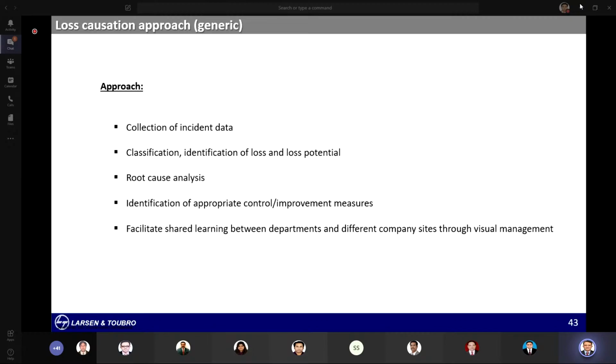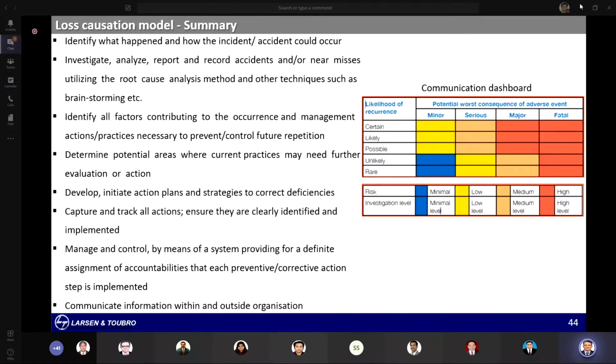So again, the loss causation model summary: on the left side you see a lot of points, but the focus should be on the communication dashboard. So here, potential worst consequences. When we looked at the FMEA chart, we saw that there are many failure modes with a high severity, something like 8, 9, and 10 on a 10 scale, which is considered extremely high. And if you allow these severe consequences to happen, then you will have fatal accidents or major incidents.